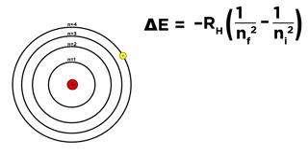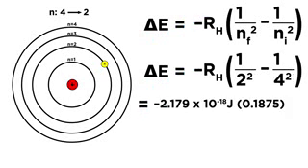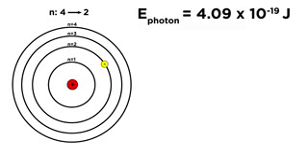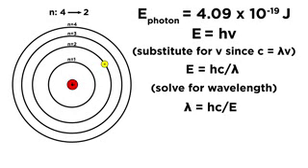Take this transition, for example, from 4 to 2. Plug in where the electron starts and where it ends, and we get the change in energy of the electron, which equals the energy of the photon. From energy, we can get frequency, and from frequency, we can get wavelength.